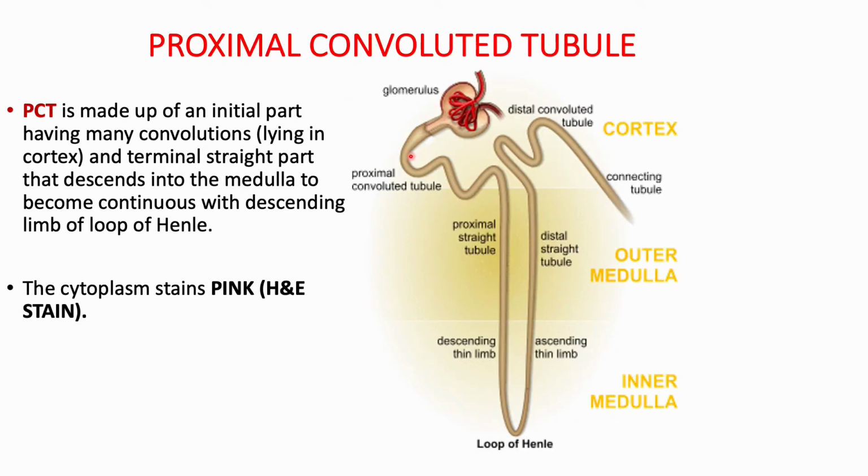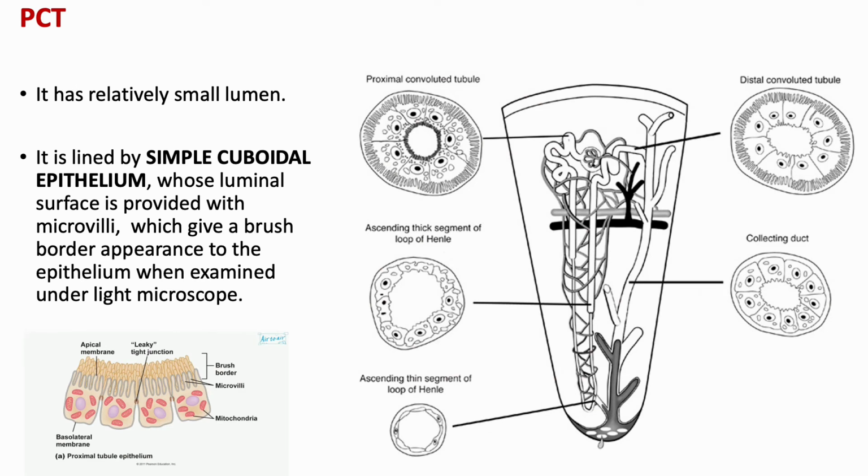The proximal convoluted tubule is made up of an initial part having many convolutions, and this area lies in the cortex. Then we have the terminal straight part that descends into the medulla to become continuous with the descending limb of the loop of Henle. The cytoplasm stains pink in H&E staining. The lumen of the proximal convoluted tubule is small, and it is lined by simple cuboidal epithelium.